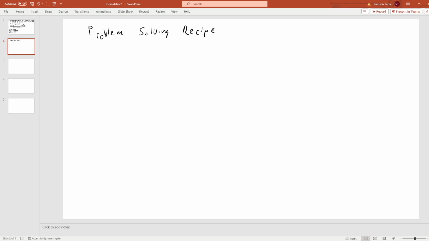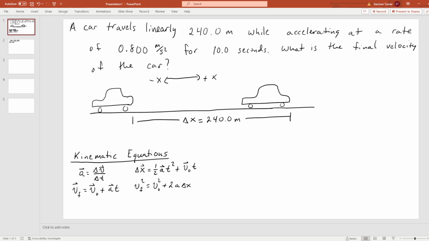Now, this is going to be specifically for kinematics, but this general recipe will be useful for almost all types of problems. There might be some subtle changes given the type of problem or the subject content, but in general, this is going to be your basic problem solving recipe. So, step one, draw your diagram. Okay, draw a diagram. Now, we've already done that. I've already done that for you.